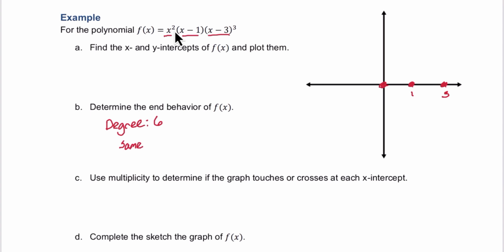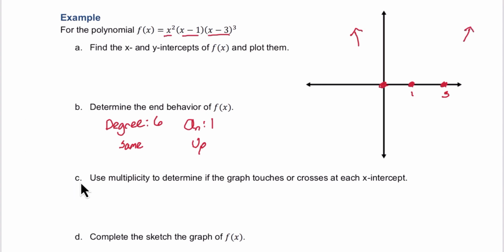To know which is which, we then look at the leading coefficient, which in this case is 1. So a sub n is 1. That is a positive number, which means both ends point up. So we know this end's going to point up, and this end will also point up.